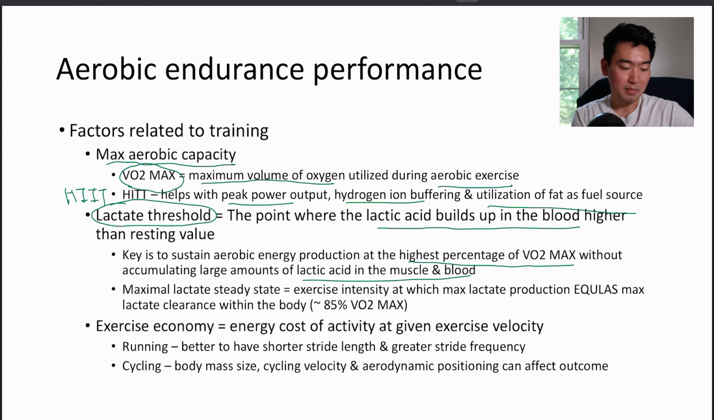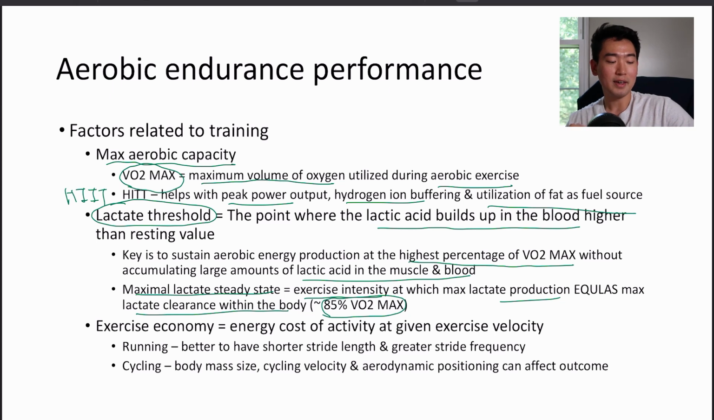fast. Maximal lactate steady state is the exercise intensity at which max lactate production equals max lactate clearance within the body. So that's roughly about 85% of the VO2 max. And again, when you're getting rid of the lactate just as much as the body is producing it at its max, that's called the maximal lactate steady state, and that is about 85% of your VO2 max.